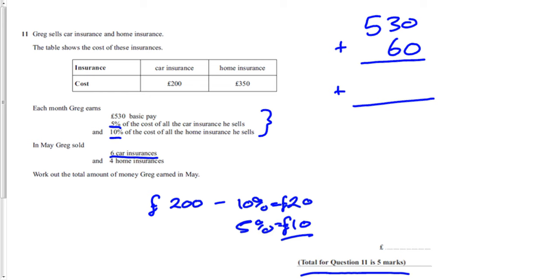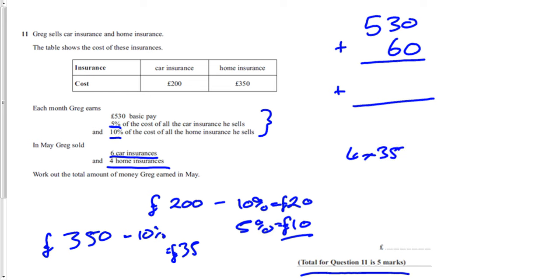And he gets 10% of the cost of all the home insurance. Home insurance is £350. So 10% of that is going to be £35. He sells 4 of these, so 4 lots of 35. Times it by 4 is quite an easy one to do. You double it, then double it again. So that's going to be £140 for that.